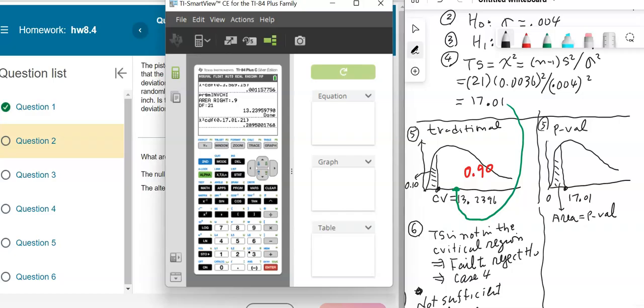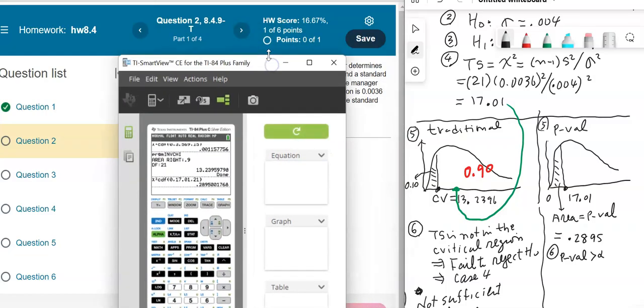So the p-value is actually what? 0.2895. So since the p-value is greater than alpha, because alpha is simply what? 0.10. Okay. And then you fail to reject the null hypothesis. Okay. And the last step is the same thing.